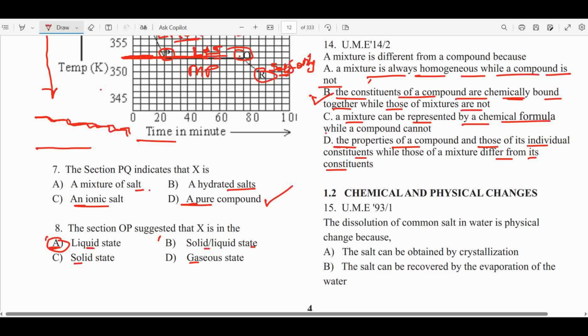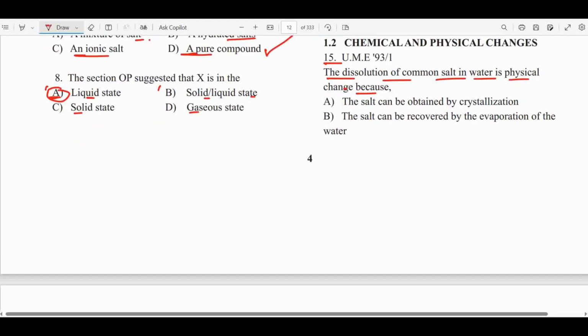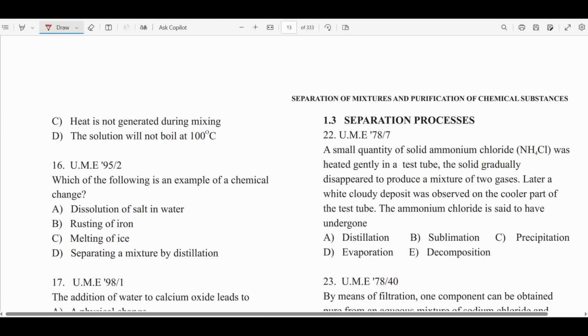With those questions, we've come to the end of pure and impure substances. Now let's go to chemical and physical changes. Questions on chemical and physical changes. Beginning with this question 15, it says the dissolution of common salt in water is a physical change. Why? Because A, the salt can be obtained by crystallization. B, the salt can be recovered by the evaporation of the water. That's very right. And C, heat is not generated during mixing. D, the solution will not boil at 100 degrees Celsius. Of course, the answer to this question would be option B.